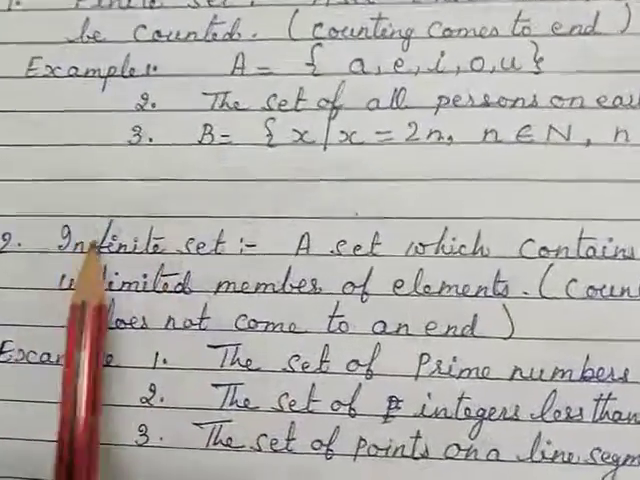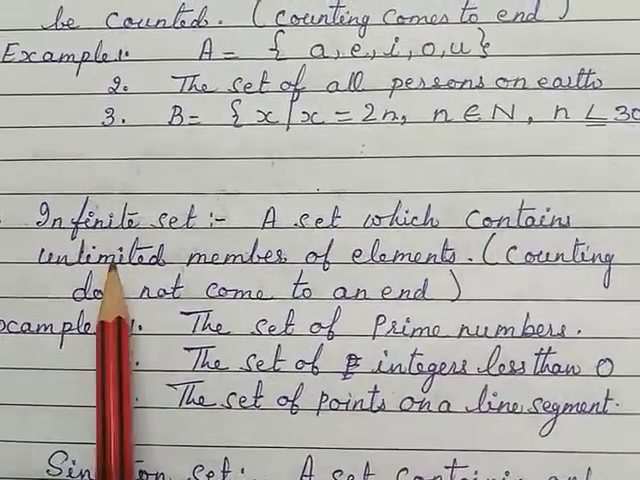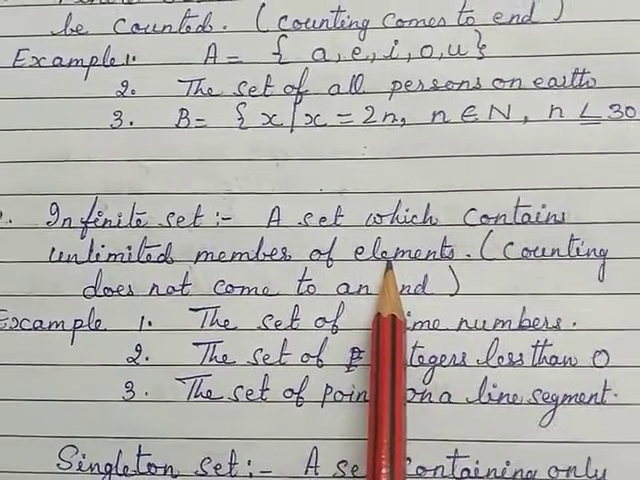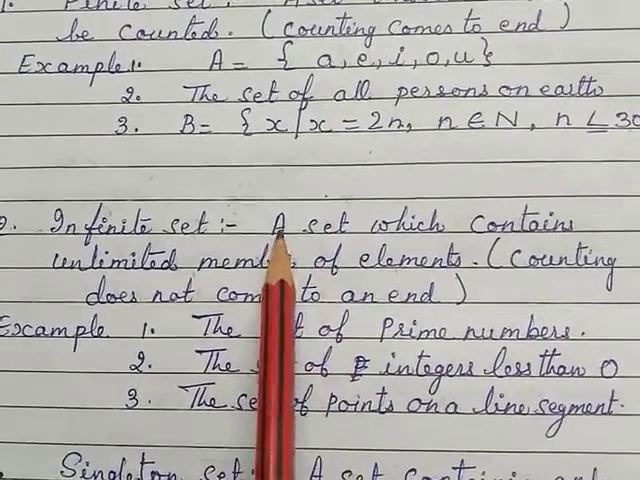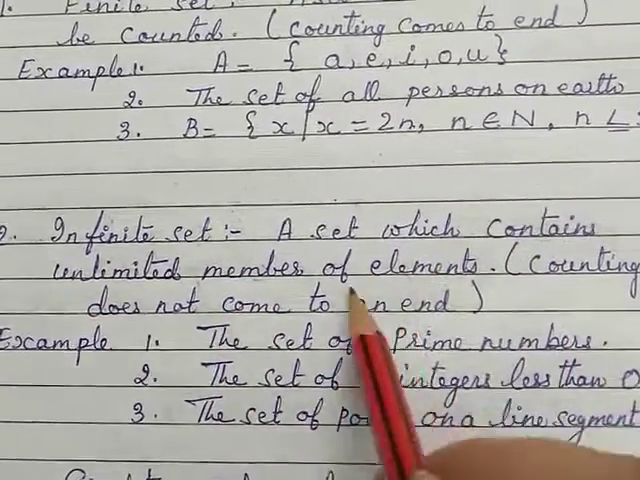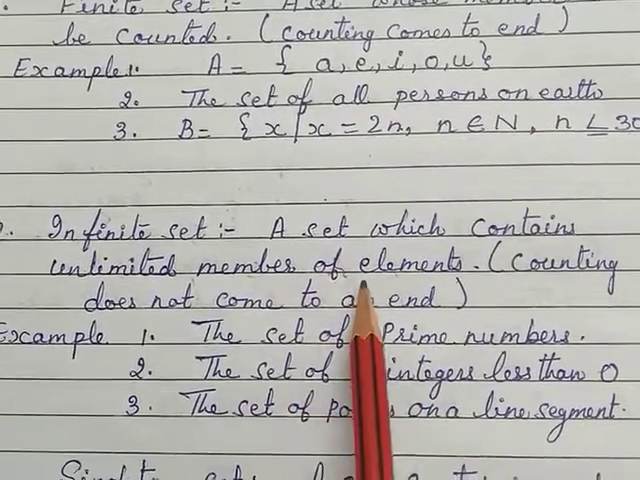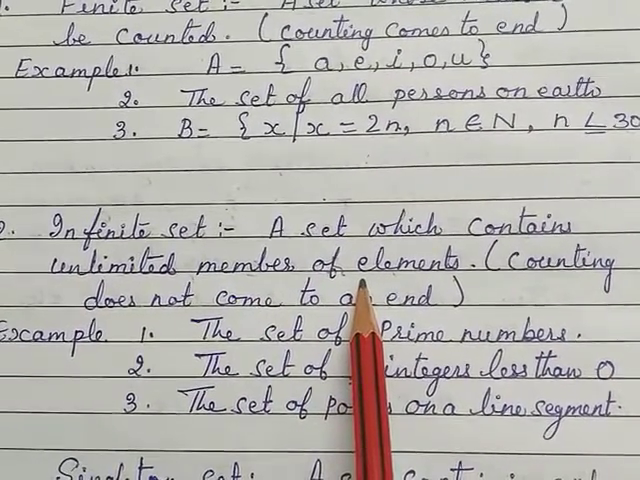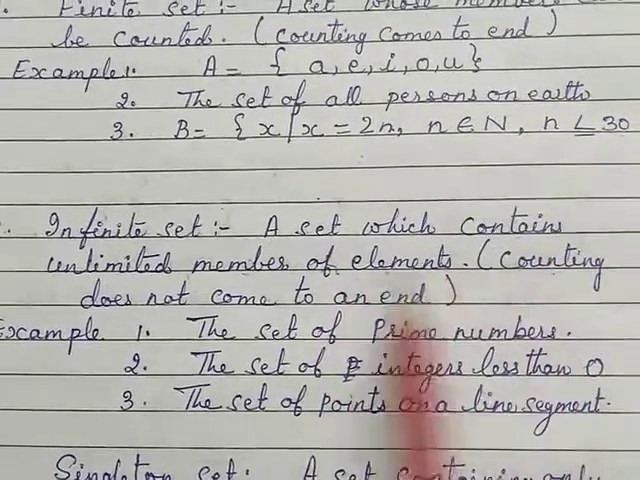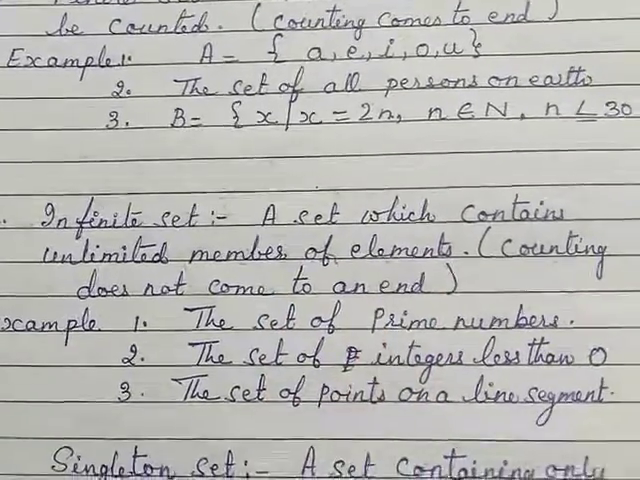Next one is the infinite set. A set which contains unlimited members or elements. That means the elements are unlimited, they have no counting, and the counting does not come to an end. So we can say it has unlimited members.